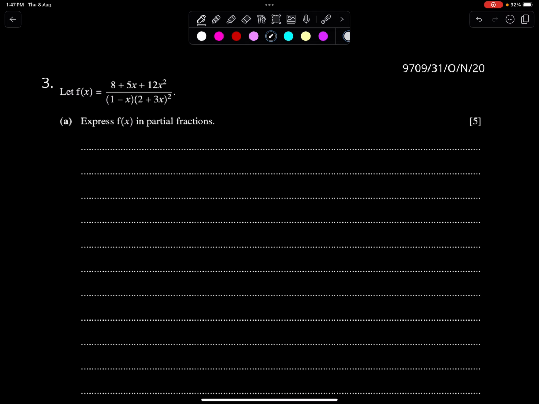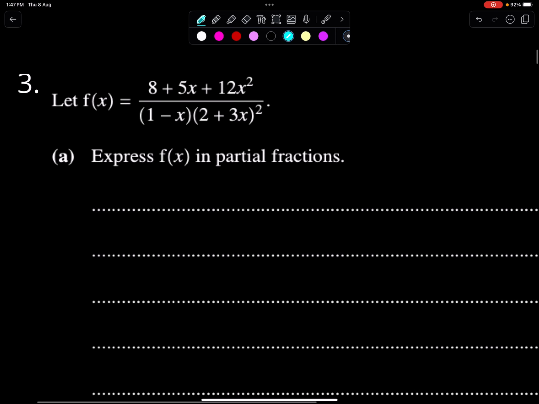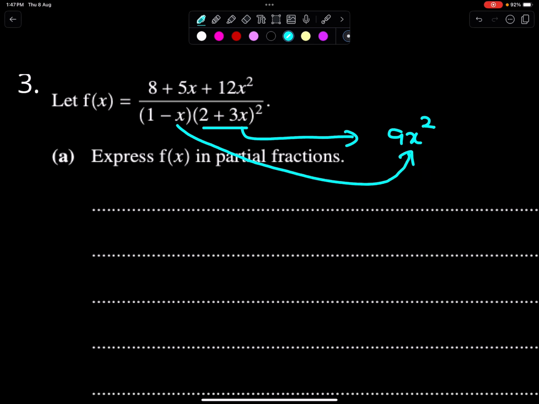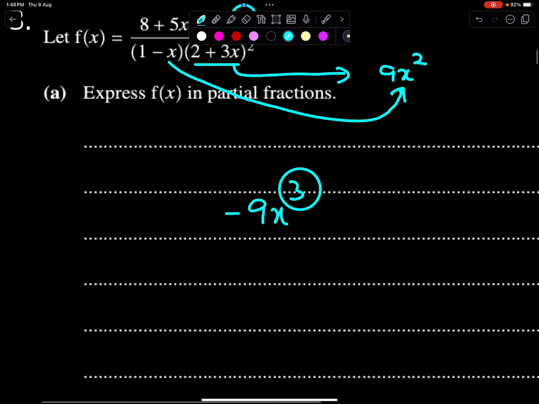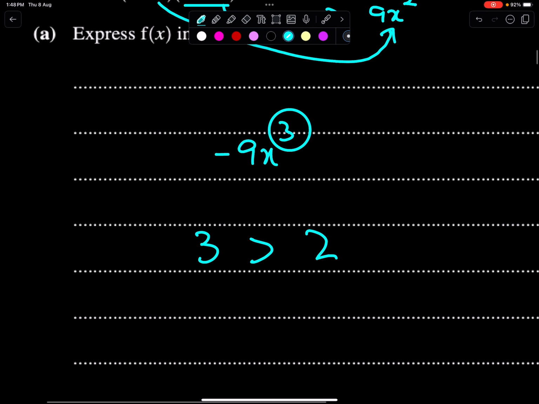Let's understand this concept with the help of this example as well. See, if we expand this expansion mentally, we will get this term as 9x squared. And when we multiply this x with this term, we'll get 9x cubed. Now observe the highest power of the variable in the denominator is 3. And the highest power of the variable in the numerator is 2. 3 is greater than 2. The highest power of the variable in the denominator is greater than the highest power of the variable in the numerator. Therefore, this fraction is proper.